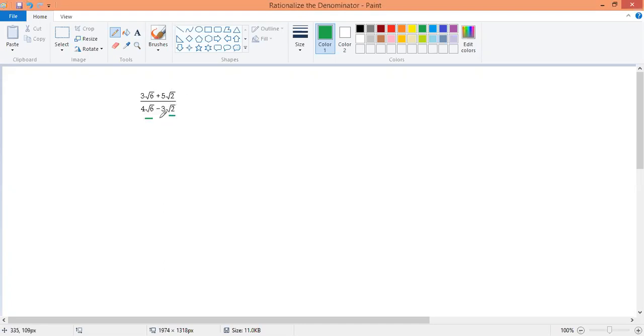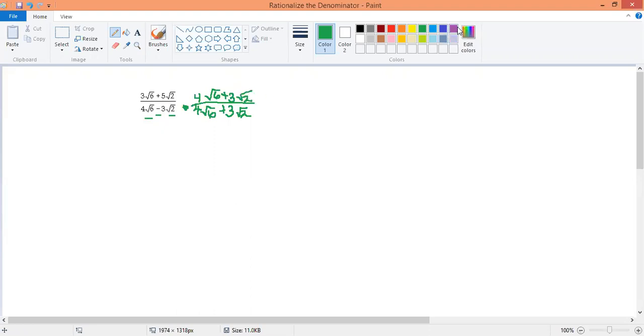So you're pretty much looking at your denominator, and you write everything the same, except instead of a minus, you put a plus. And if it was a plus, you put the minus. You do the opposite. And that's how you do the conjugate. So the conjugate of our denominator would be 4 square root of 6 plus 3 square root of 2. And you have to do the same thing to your numerator. 4 square root of 6 plus 3 square root of 2.